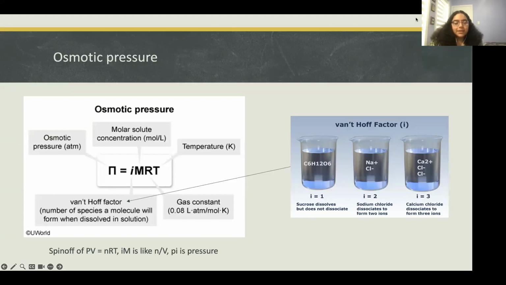So basically you can think of the iM as your number of moles divided by your volume, since you're dealing with a concentration and you're multiplying by the number of molecules. So it's kind of similar to the PV equals nRT equation. And then pi, of course, is the osmotic pressure you're looking for.